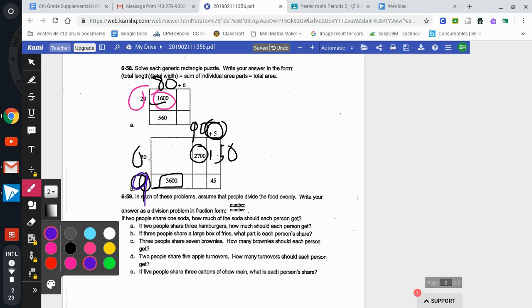And pick another color here. Looking up top, 9 times what is 36? That would be 4. And since I have 2 zeros, this would be 400. After you find out all your remaining boxes, you have to add them up and get your total area.